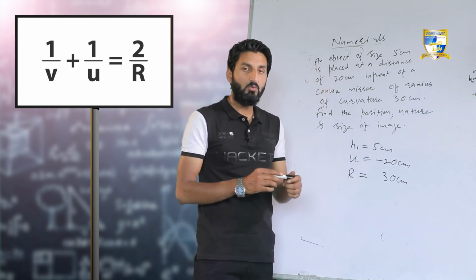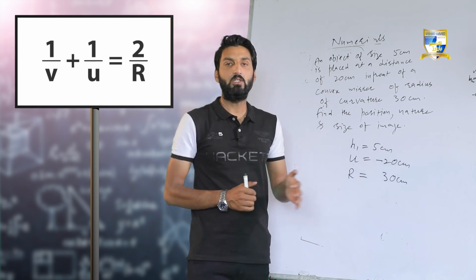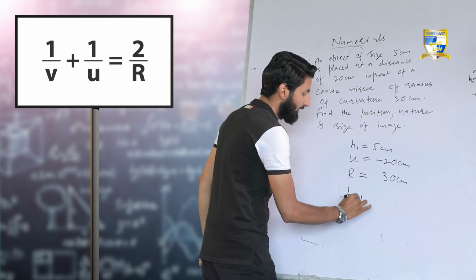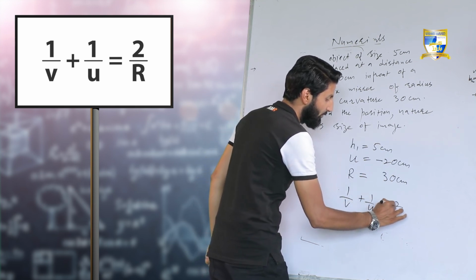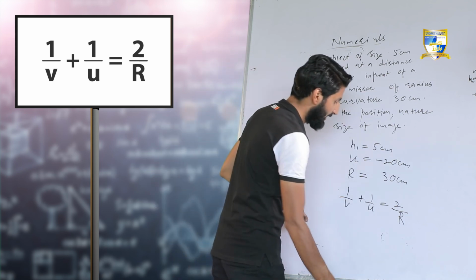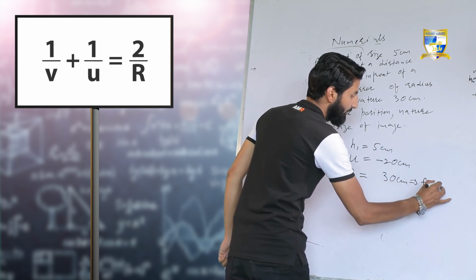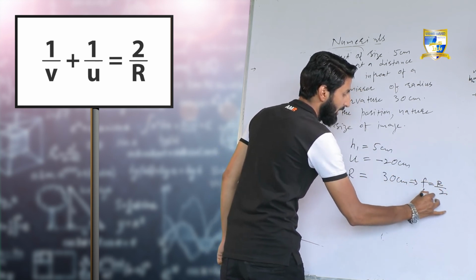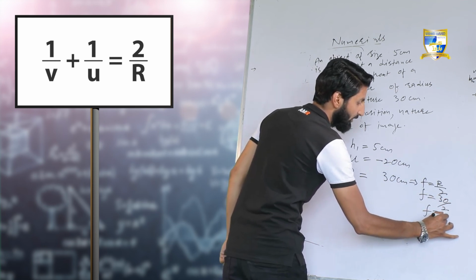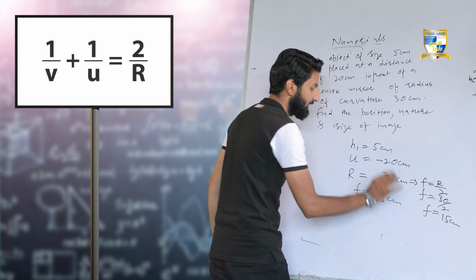In the previous numericals, we were given the focal length, but in this numerical, we are given the radius of curvature. So you can simply use the formula 1 by V plus 1 by U is equal to 2 by R. Or you can first calculate the focal length. We know F is equal to R by 2. Here R is 30 centimeter, 30 divided by 2. So F is equal to 15 centimeter.